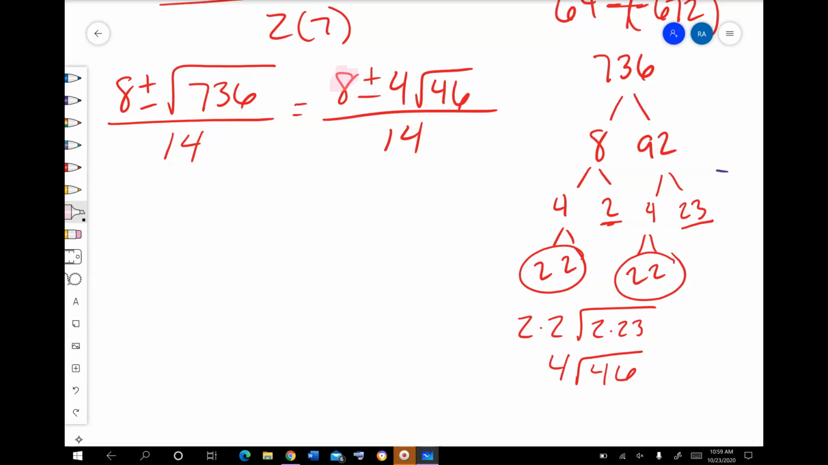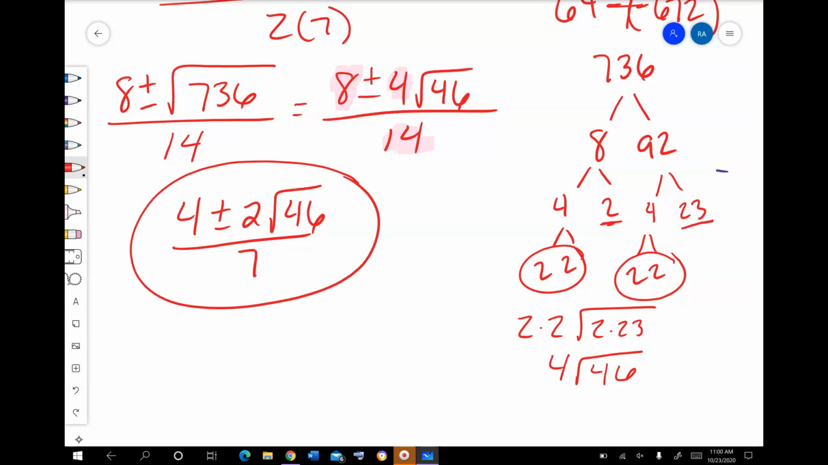Check your 3 places. They're all divisible by 2, so it's going to be 4 plus or minus 2 square root of 46 over 7. Okay? All right, so you're going to have a Delta Math on these type of quadratic equations, and these are your irrational ones. And then I'm going to do another video on imaginary. So work on the Delta Math on this, and then come back and we'll do the imaginary ones too. All right?